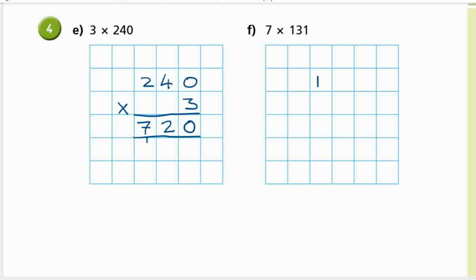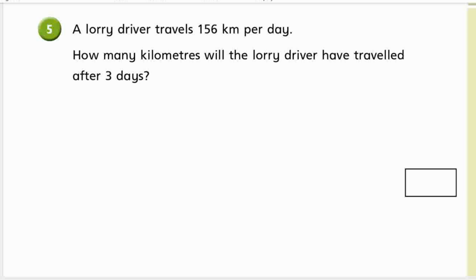Let's see here, 131 times 7. Okay, so what's 7 times 1? 7. What's 7 times 3? 21. So I put the 1 in here and carry the 2. What's 7 times 1? 7. Add the 2, and I get the 9. 917. Okay. Let's see. Hopefully I can finish these.